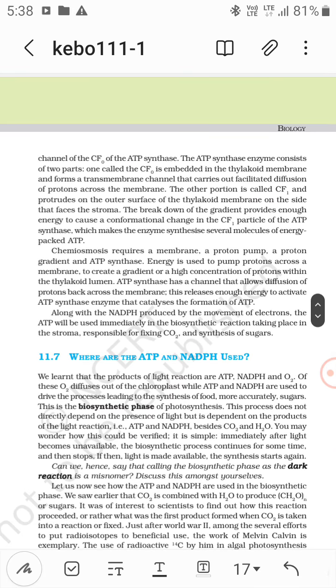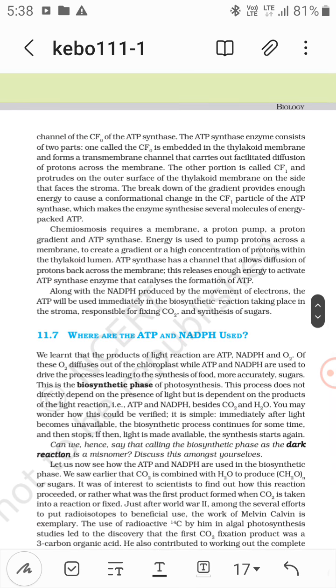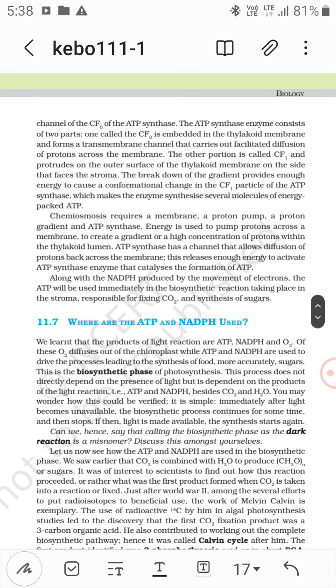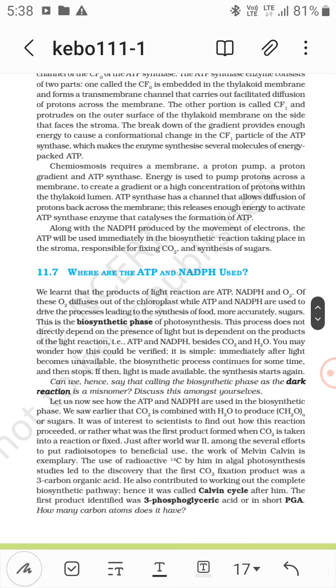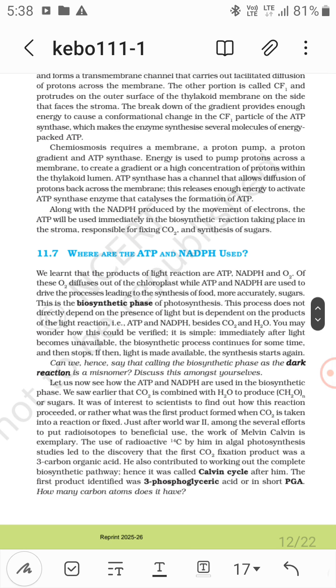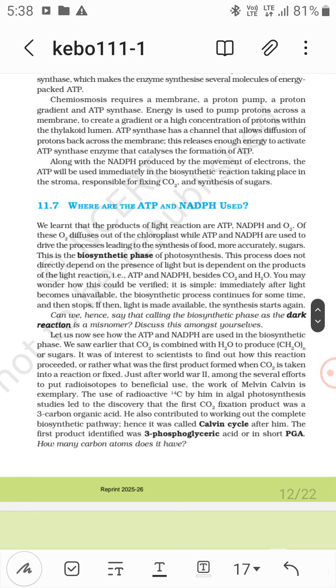Now chemiosmosis requires a membrane, a proton pump, a proton gradient, and ATP synthase. Along with the NADPH produced by the movement of electrons, the ATP will be used immediately in the biosynthetic reaction taking place in the stroma, responsible for fixing CO2 and synthesis of sugars. Where are the ATP and NADPH used?